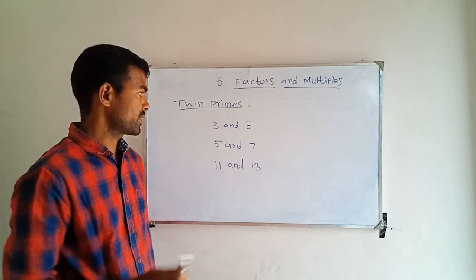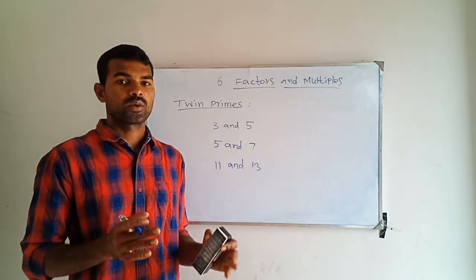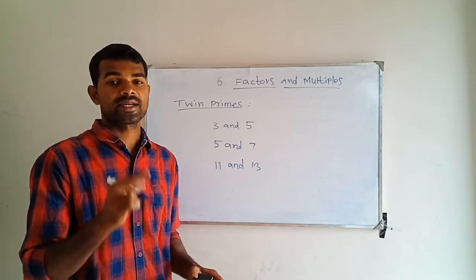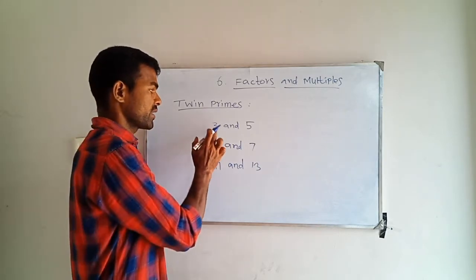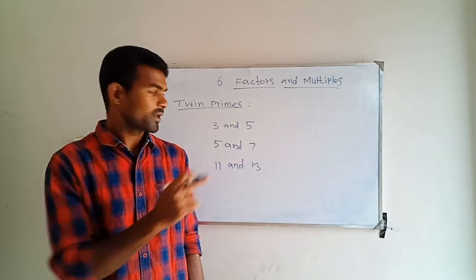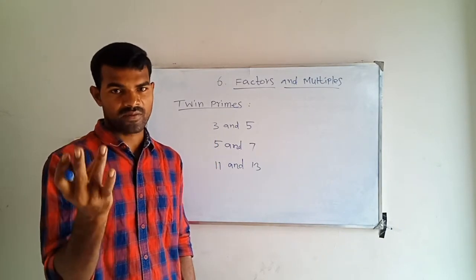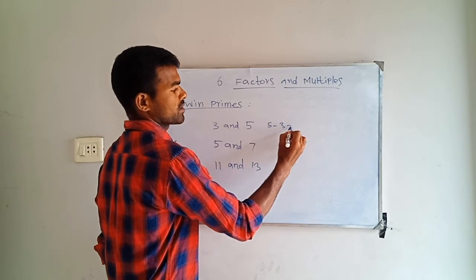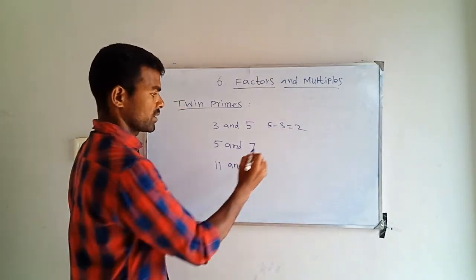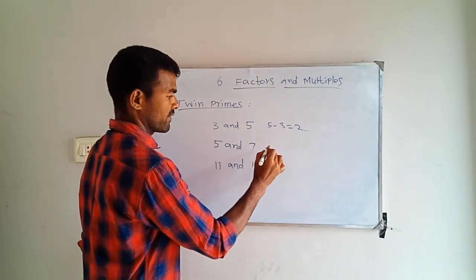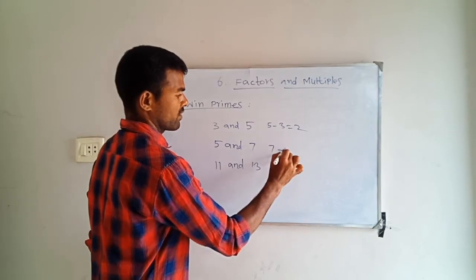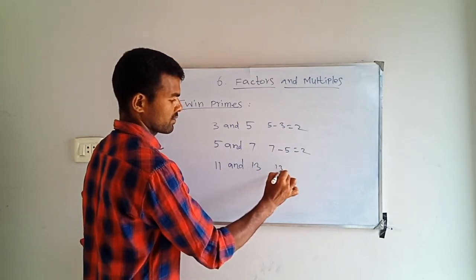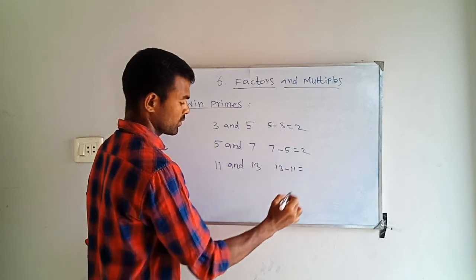Now see these twin primes. I told you, prime numbers which differ by just 2. See 3 and 5. How many numbers gap? After 3 comes 4, then 5. Yes? 5 minus 3 is how much? 2. Then see 5 and 7. 7 minus 5 is how much? 2. 13 minus 11, that is also 2.